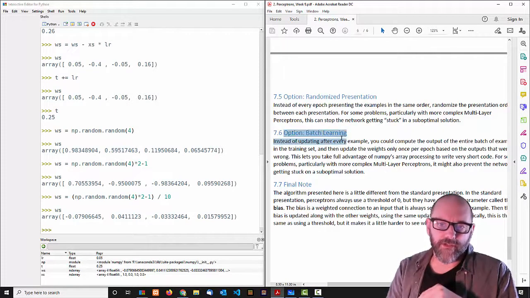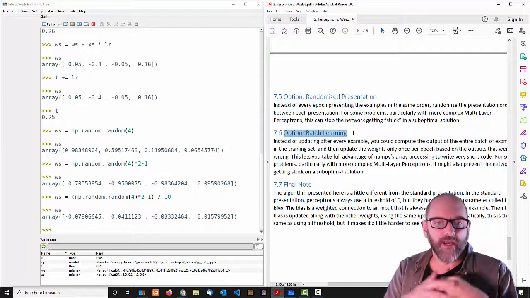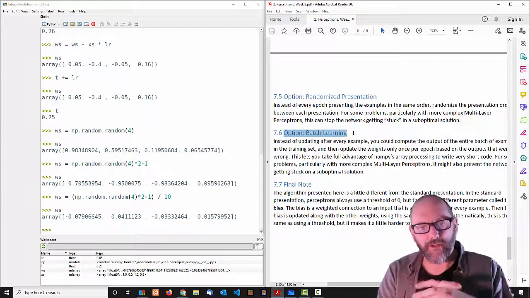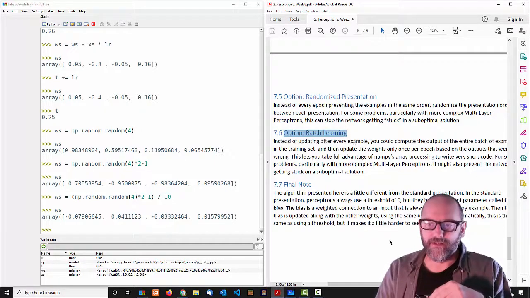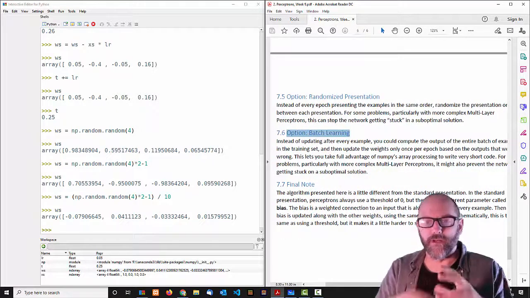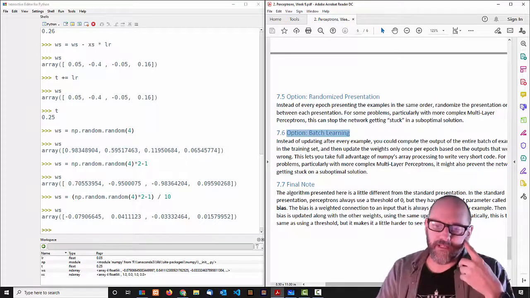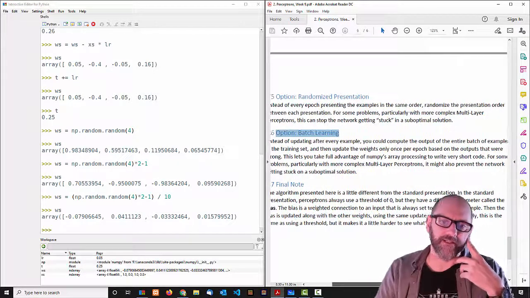And you can also do batch learning, so you don't have to update after every example. You could compute the output of the whole batch and then update the weights once per epoch based on the outputs that were wrong. So you could do all that calculation in one kind of shot. And again, it can prevent you from getting stuck or cycling.